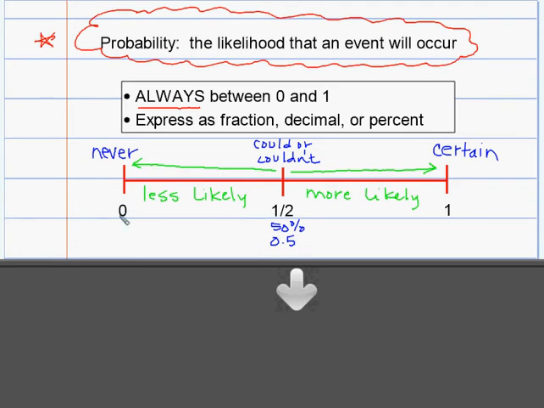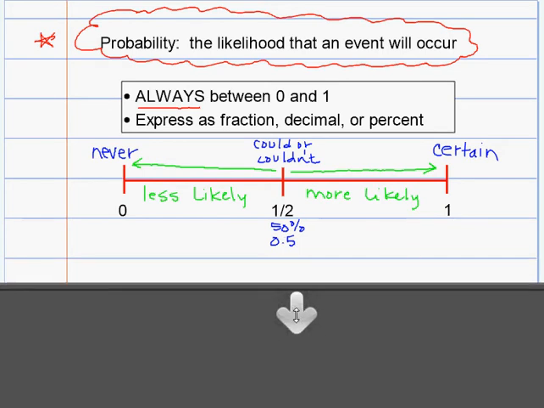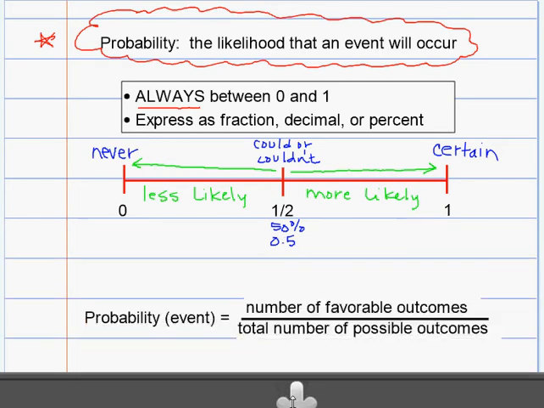And basically, closer to 0, not real likely. Closer to half, it's equally likely. It might happen, it might not. Over by 1, it's certain to happen. It will absolutely happen. Okay, so how do we calculate probability of events?